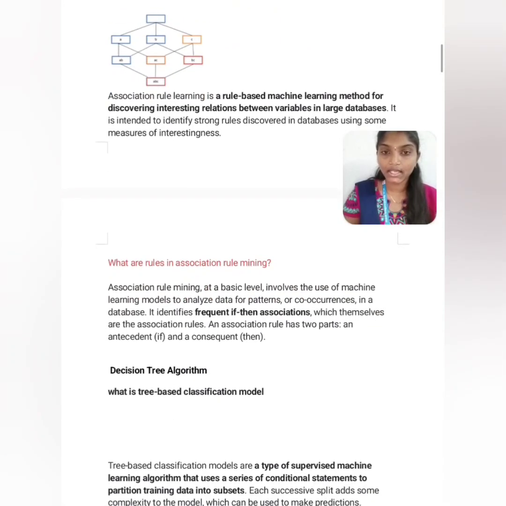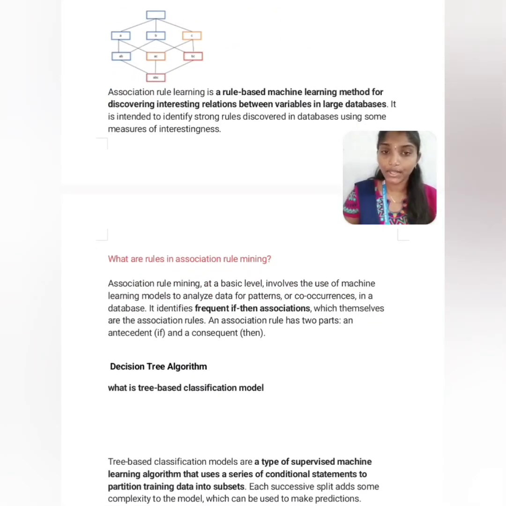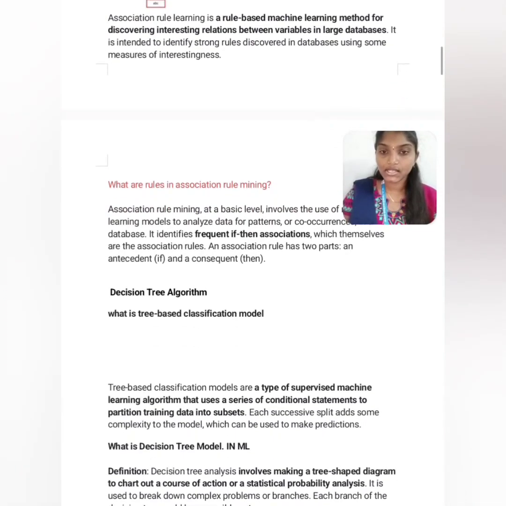What are the rules in association rule mining? Association rule mining at a basic level involves machine learning models to analyze data for patterns or co-occurrence in a database. It identifies frequent if-then associations, which themselves are the association rules. An association rule has two parts: an antecedent (if) and a consequent (then).